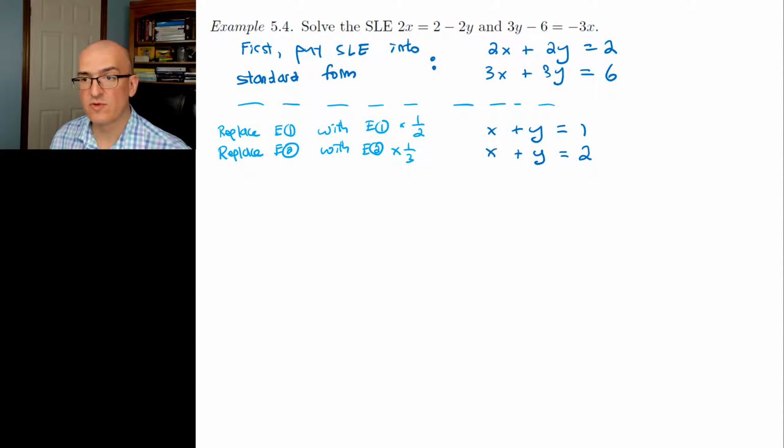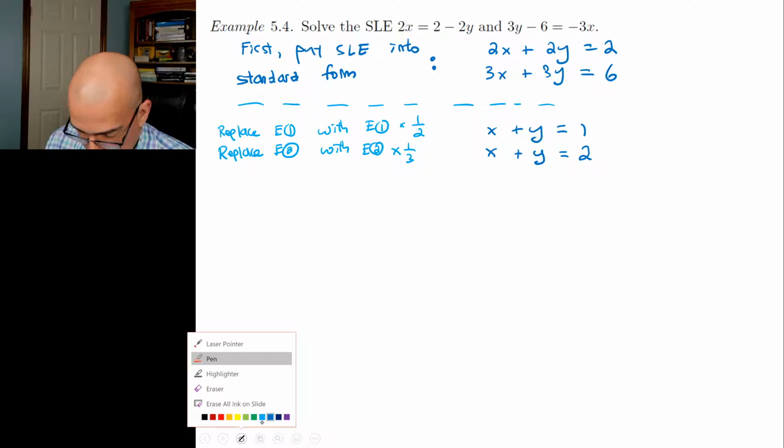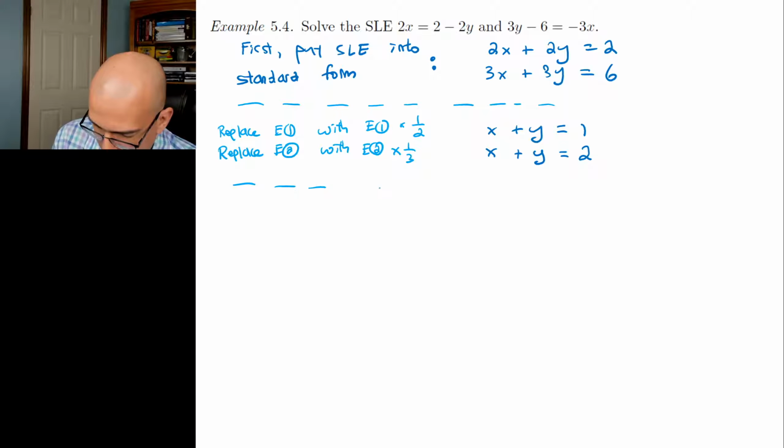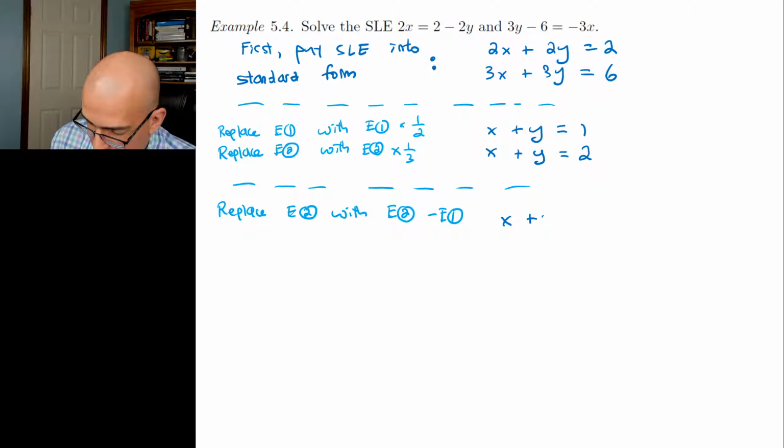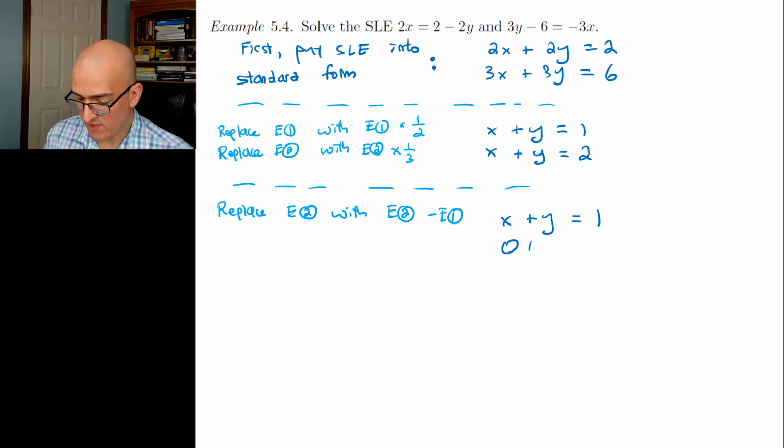All right, next move. I'm going to replace equation 2 with equation 2 minus equation 1. So inside this move, equation 1 is going to stay the same. x plus y is equal to 1. Equation 2 becomes x minus x, which is 0, y minus y, which is 0, and 2 minus 1, which is not 0, it's 1. And we're done.